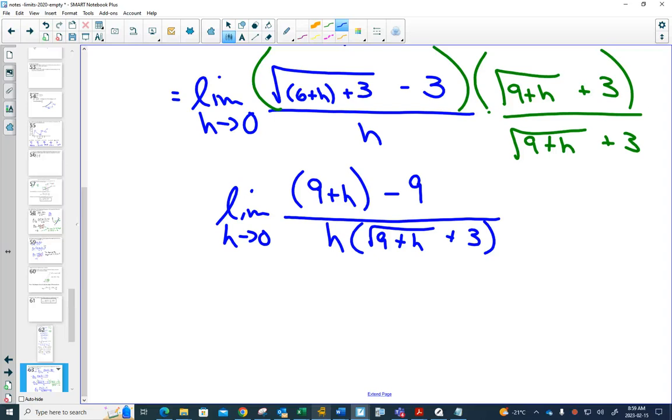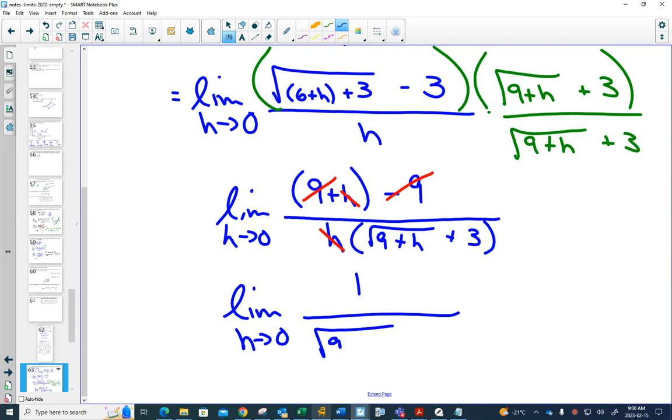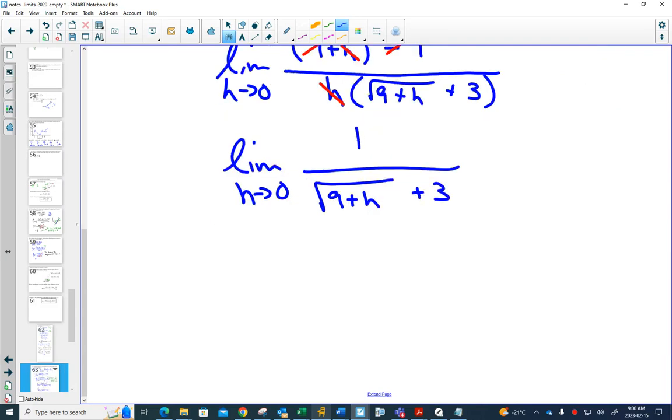I hope you can see that the 9 would be 0, and now h divided by h will simplify. They simplify, that means we still have a 1 on top. But now the whole thing is simplified to this. And this is something we can now plug in 0 and evaluate. Square root of 9 is 3. We're going to get 1/6.